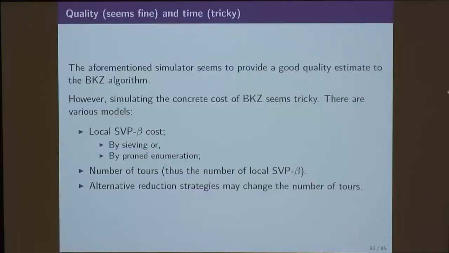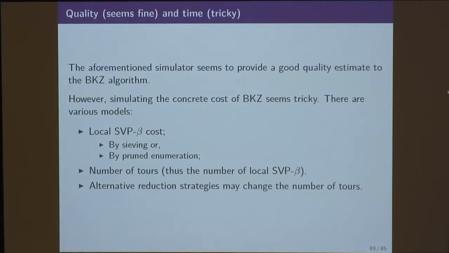And at some stage for concrete security estimates, this might be even smaller than sieving. So that's where the main discussion comes from, I think, as well as the number of tours. In the simplest model, the number of tours is considered to be 1, where the number of local SVP calls is also considered to be 1, so the overall cost is a single local SVP-beta cost.